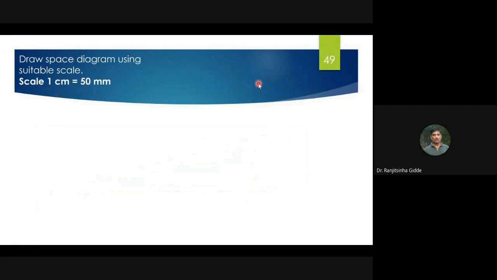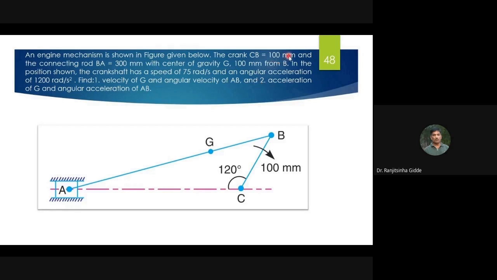Next line you can write, draw space diagram using suitable scale. Whatever the dimensions, here 100 mm, here 300 mm, here 100 mm, just consider the maximum dimension. It is 300 mm. Based on that, we are going to select the scale. So 1 centimeter is equal to 50 mm. For this 300 mm, 6 centimeter will be there. For this 100 mm, 2 centimeter will be there.